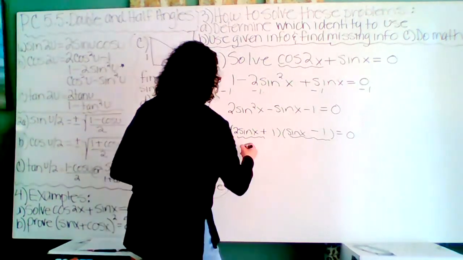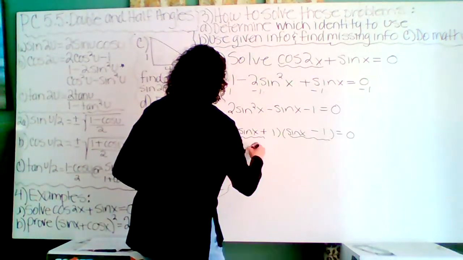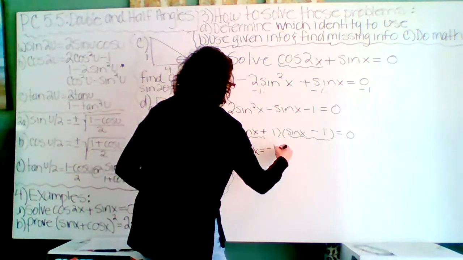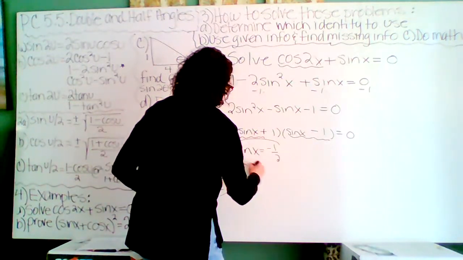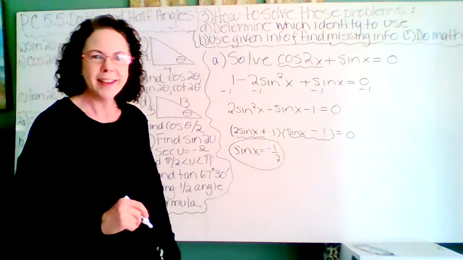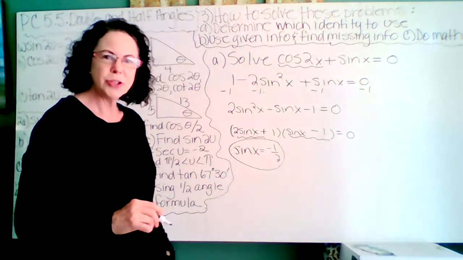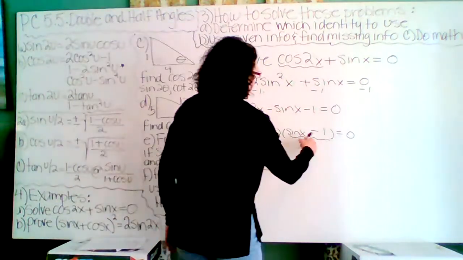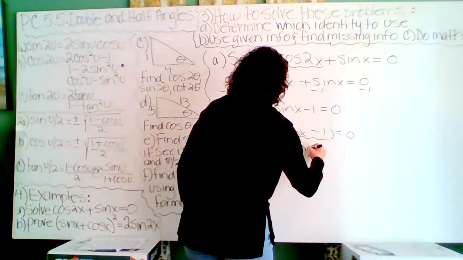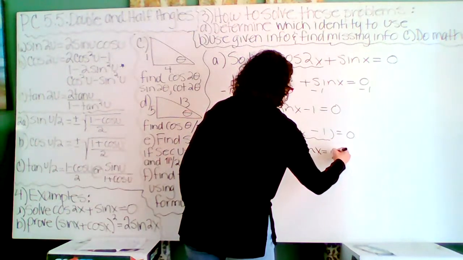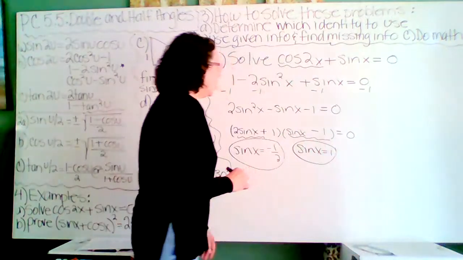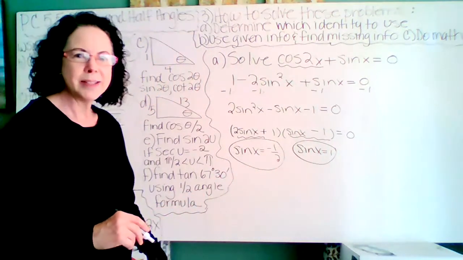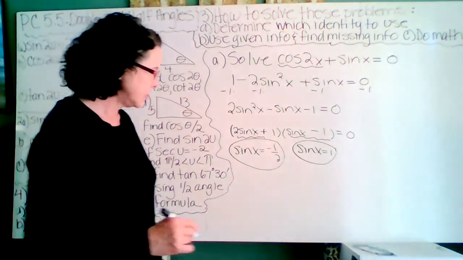I'm going to subtract a 1 and divide by 2, right? So right here, I am 1 step away from having my answers to x. And then sine of x minus 1 equals 0 would be sine of x equals 1. Okay, 1 step away from having my solutions. Let's take a look here.